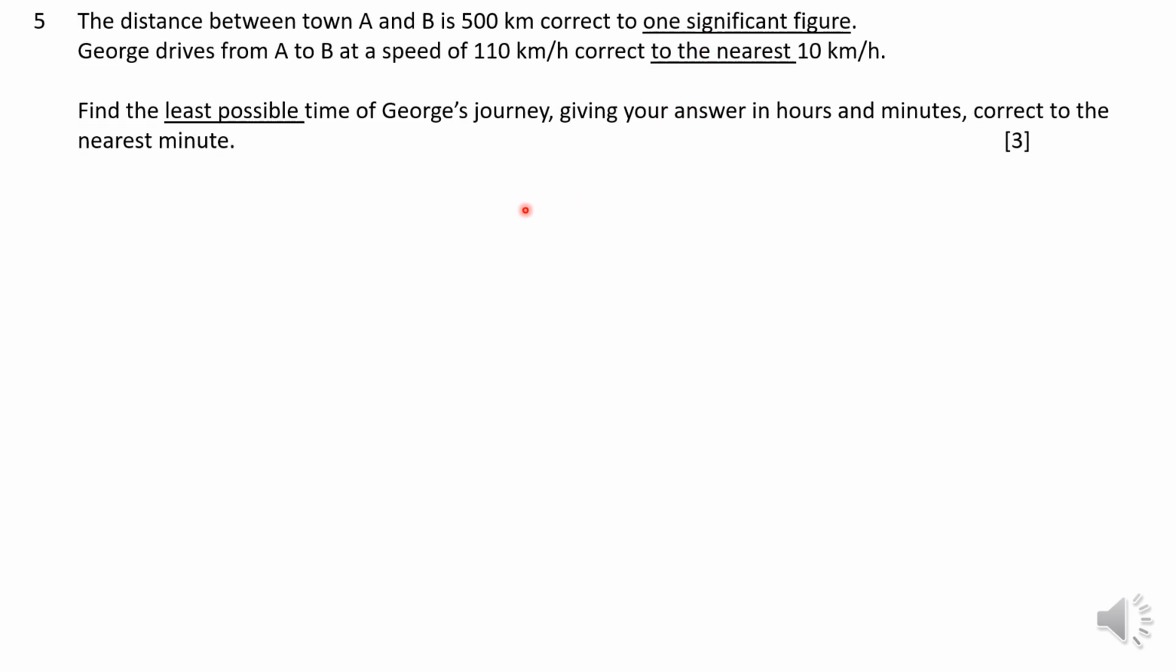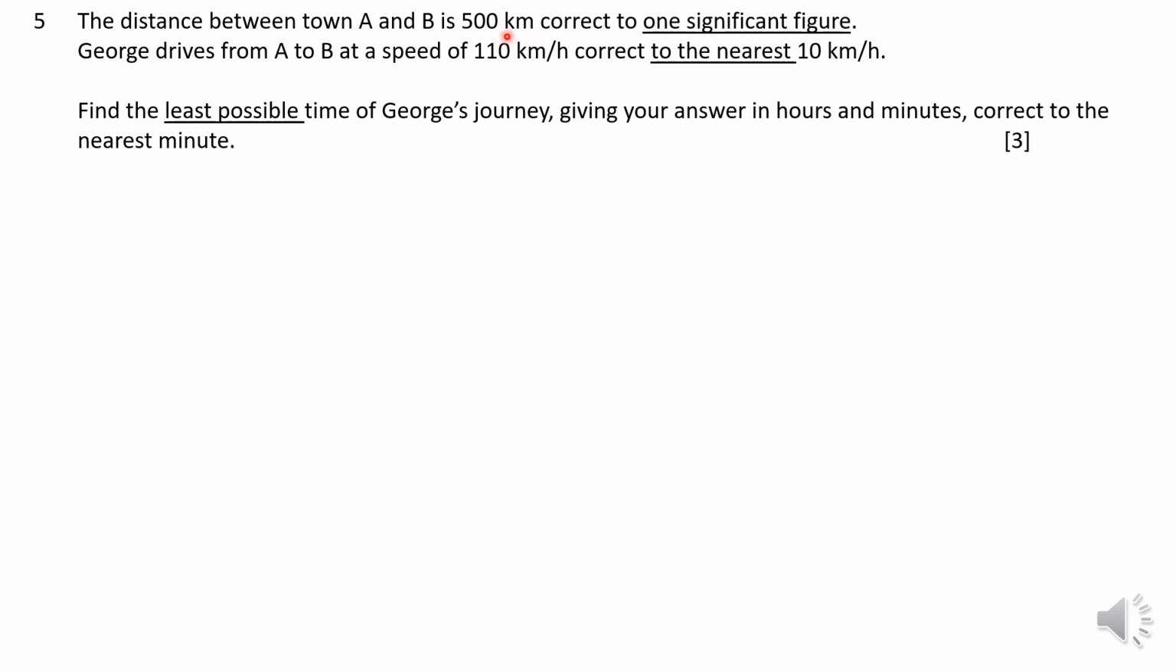Question 5 deals with limits of accuracy. The things that tell me it's that is I've got so many hints, you see, I've underlined. They're giving me something here. They're saying it is corrected to a certain degree of accuracy. They give me another thing here, which is the speed that is corrected to something else. Can you see that? That tells me we have more or less some limits on our accuracy that we are dealing with here. So the distance between town A and B is 500 kilometers.